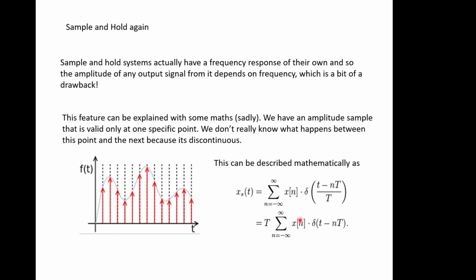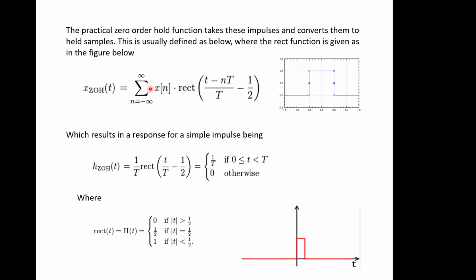So we've got the height of the signal multiplied by the impulse at a time defined by however many time steps there are at that point when we're sampling it. So the practical zero-order hold, sample and hold function, takes these impulses and converts them to held samples. So instead of sampling at a spike, we actually hold it until the next sample level, and we can define that mathematically with this thing called a rect function, which looks like this, centered around 0 in this case.